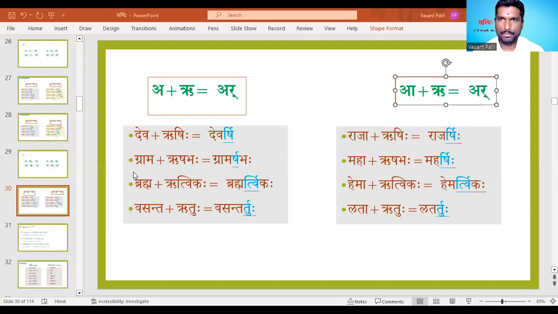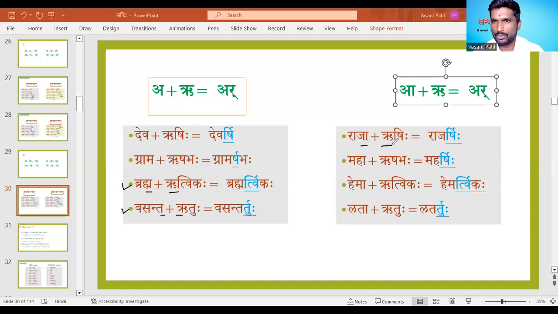So we are seeing Brahma plus Rutvika. Here Brahma has a, ru is there, it will become ar: Brahmartvikaha. A little bit difficult sandhi, but we'll manage it. Vasanta plus Rutuhu, Vasantartuhu. Vasanta has a, and with ru it will be substituted by ar.